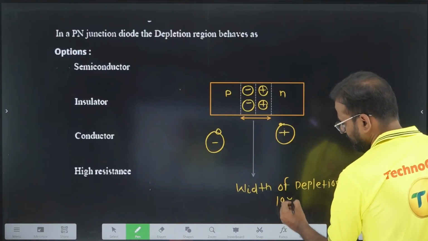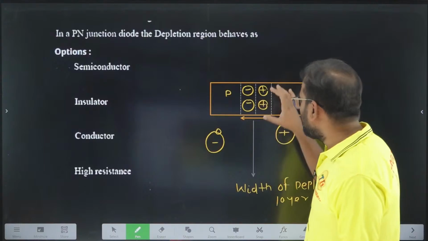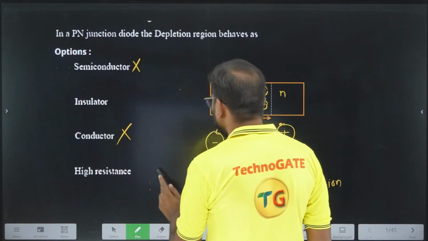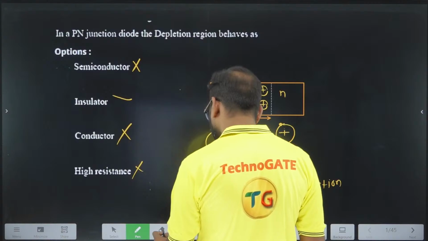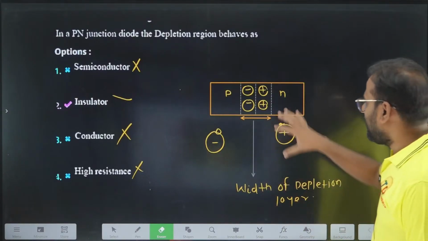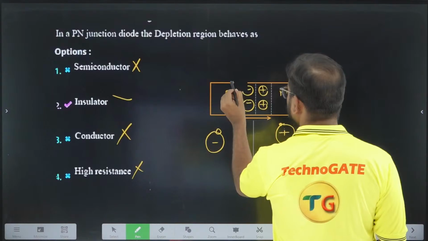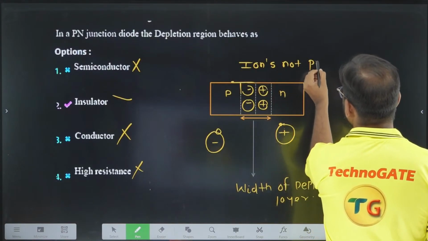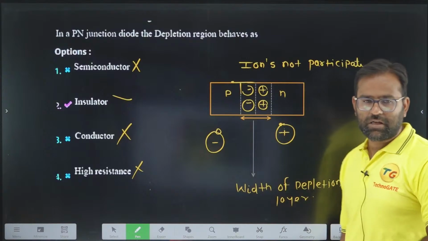As we know, this is the width of the depletion layer. As we know, ions do not participate in current conduction. That's why you can say this is not a semiconductor, not a conductor, and not high resistance, because when you apply reverse bias, then this will become high resistance. This will act as an insulator. So which option is correct here? You can see option B is correct in this question. These ions will not participate in current conduction. I hope this is clear.